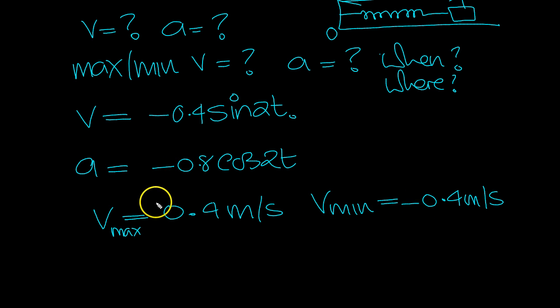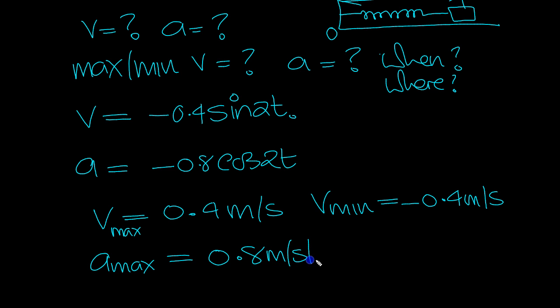Okay, and then the acceleration, or a max. When that's biggest, cos will be minus 1, won't it? Because cos goes from 1 to minus 1. So that makes 0.8 meters per second squared. And a min, when is acceleration at its lowest? Well, this would be when that's 1, because that would make minus 0.8. Okay, that's max and min.